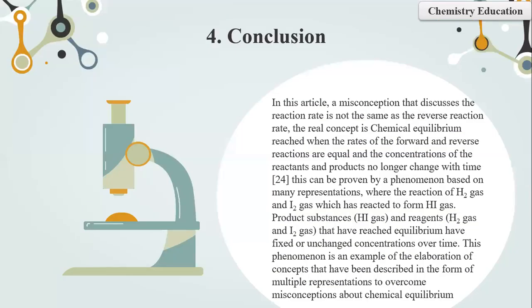Next, conclusion. In this article, the misconception discussed is that the forward reaction rate is not the same as the reverse reaction rate. The real concept is that chemical equilibrium is reached when the rates of the forward and reverse reactions are equal and the concentrations of the reactants and products no longer change with time. This can be proven by a phenomenon based on multiple representations. This phenomenon is an example of the elaboration of concepts that have been described in the form of multiple representations to overcome misconceptions about chemical equilibrium.